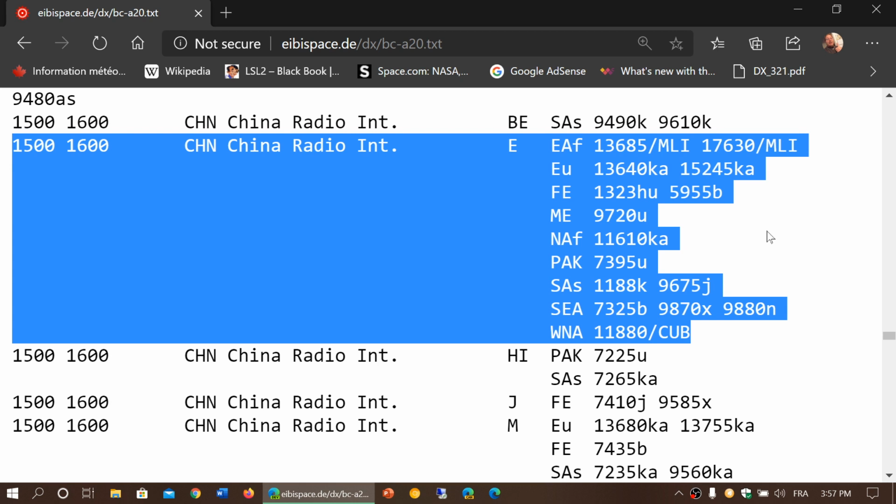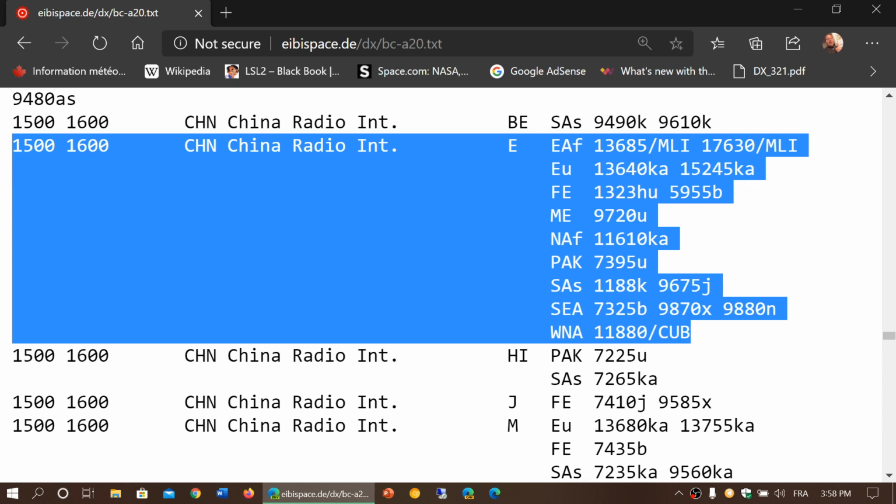CHN, the radio station is based in China, China Radio International. E means it's in English. Then on the right side, EAF, for Eastern Africa. But look at the frequency. Some of them have abbreviations next to them. 13685 /MLI. What does that mean? That means they are broadcasting from Mali in Africa. That is the abbreviation. I know it's something you need to learn, and it takes time. That's why a lot of people actually use short-wave.info, because there it shows up on a map, which makes it easier to know where it's broadcasting from.